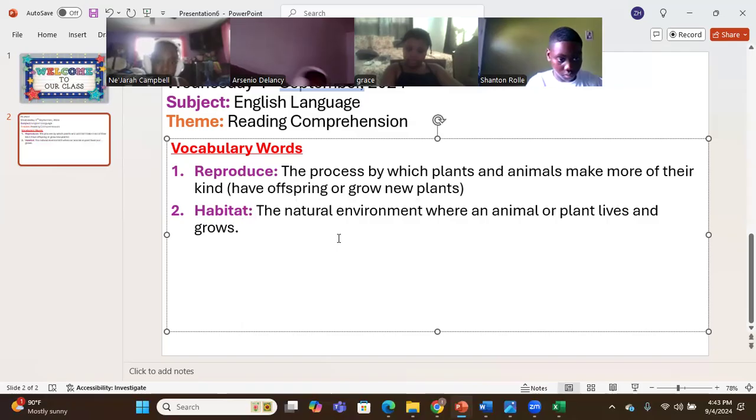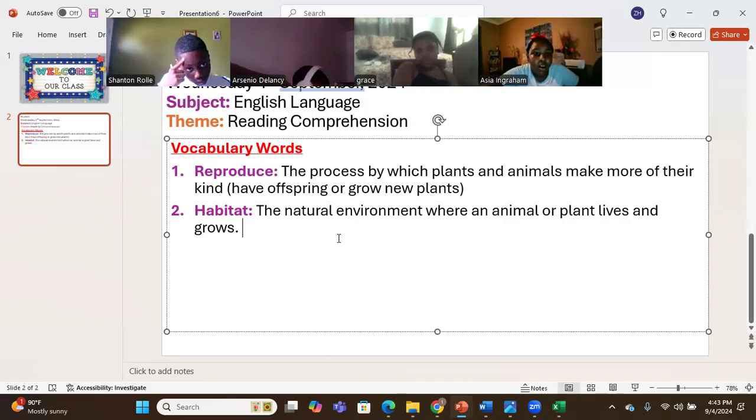What is the habitat of a polar bear? Antarctica, the Arctic, anywhere where it's cold and icy, right? What is the habitat of a dolphin? The ocean. Very good. And what is the habitat of humans? Land. Yeah, we're more land, or you could say the earth, right? That's where we live. Okay, good.